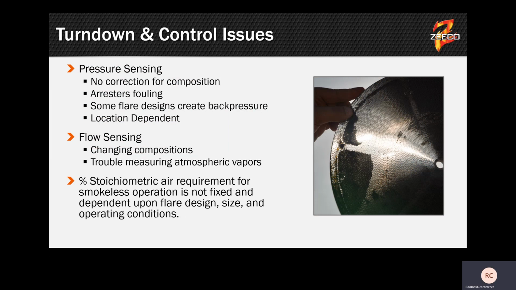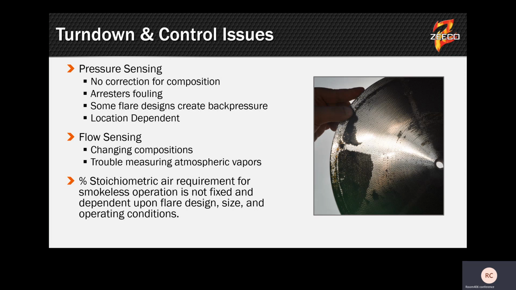And then lastly, turn down control issues. What we see on these upstream facilities is that you have plugging of flame arresters, or just general condensate problems, scale in the line. And so if you have your normal pressure control, you can foul these, and now you're sensing a high pressure, high flow on the upstream side of the arrestor, and now your VFD speeds up when it does not need to speed up. And so that's a challenge.